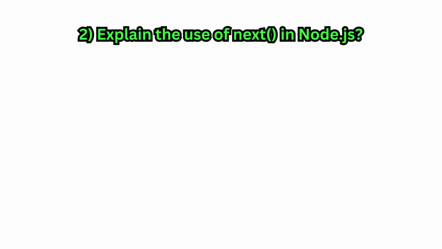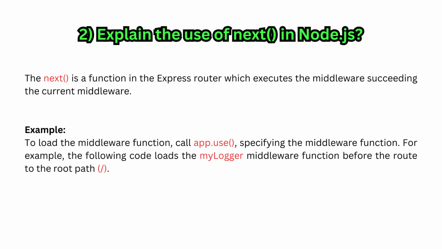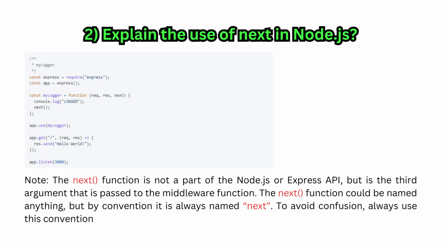Question 2. Explain the use of next in Node.js. The next is a function in the Express router which executes the middleware succeeding the current middleware. To load the middleware function, call the app.use method, specifying the middleware function. For example, the following code loads the myLogger middleware function before the route to the root path.